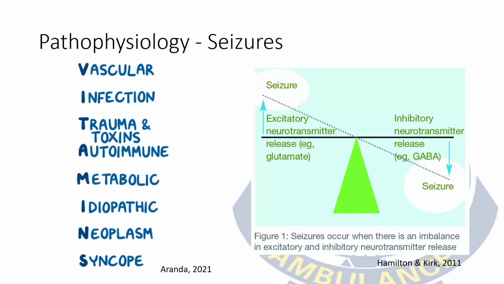Specifically, how seizures occur is due to an imbalance in the homeostasis of excitatory and inhibitory neurotransmitters, being either too much excitatory neurotransmitter glutamate or insufficient inhibitory neurotransmitter GABA, resulting in excessive neuronal action potentials.